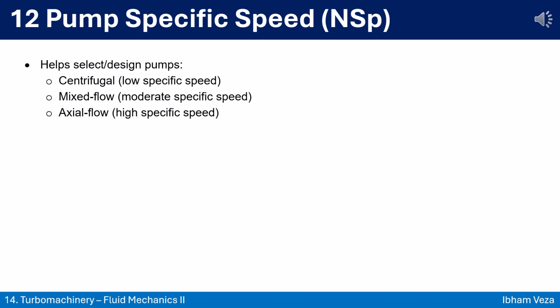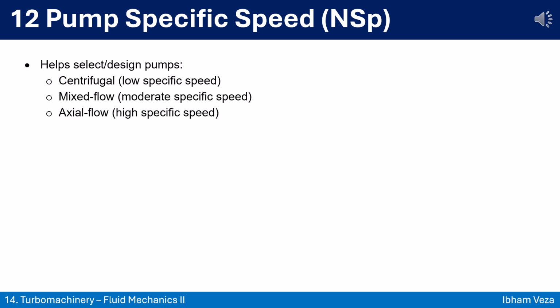12. Pump specific speed, or NSP. Let's talk about pump specific speed, or NSP. This parameter is crucial when you're selecting or designing pumps. NSP acts as a guide that helps you decide what kind of pump fits your application best by connecting the pump's shape and flow type to its speed, flow rate, and head. If you need to move fluids using a centrifugal pump, you're typically dealing with a low specific speed. This means these pumps are best for applications requiring higher head and lower flow rates, a classic choice for many industrial settings.